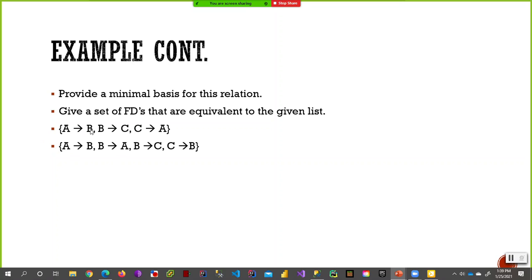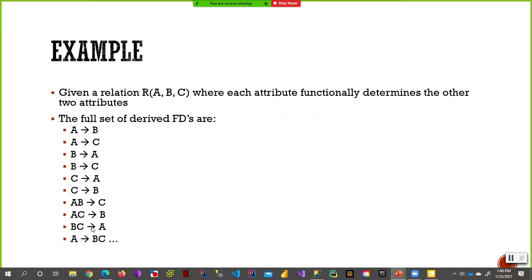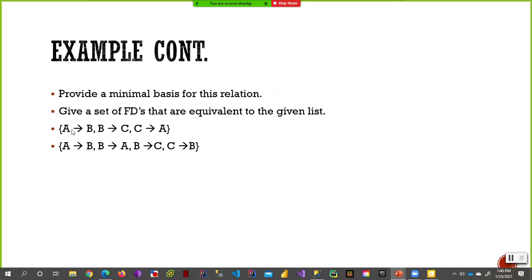So A functionally determines B, B functionally determines C, and C functionally determines A. A, B; B, A; B, C; C, B. The set that we've computed inside of here, these two sets that we've computed, are equivalent to all of this stuff that we wrote inside of here, given the transitive rule that we learned before.